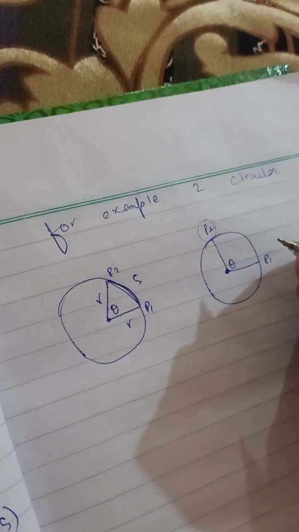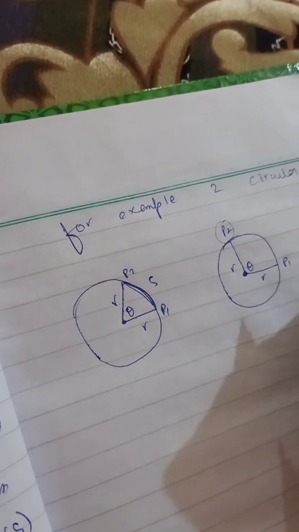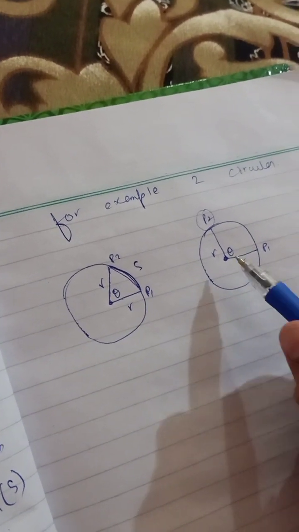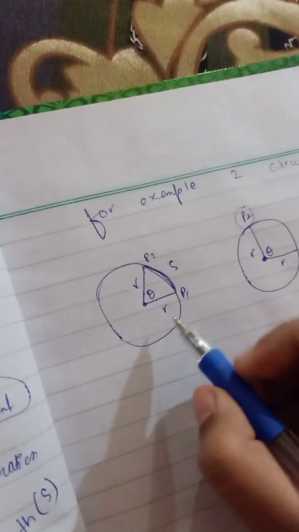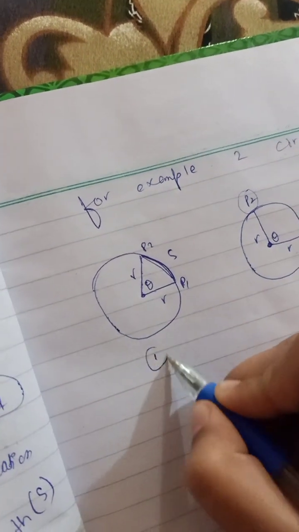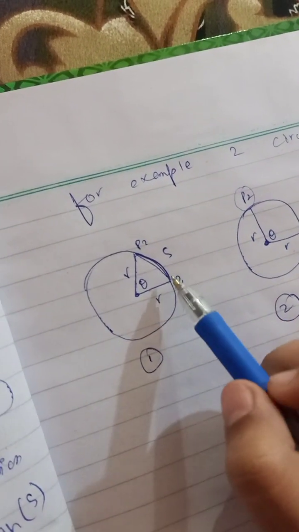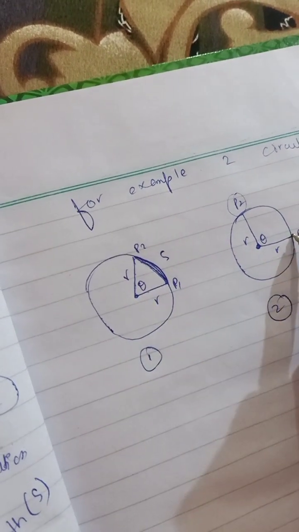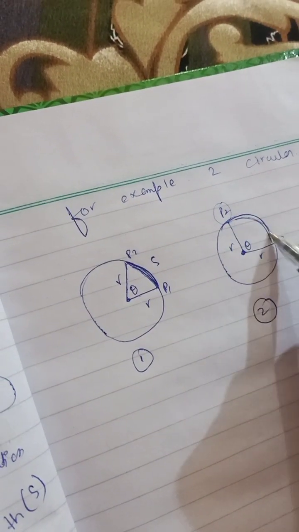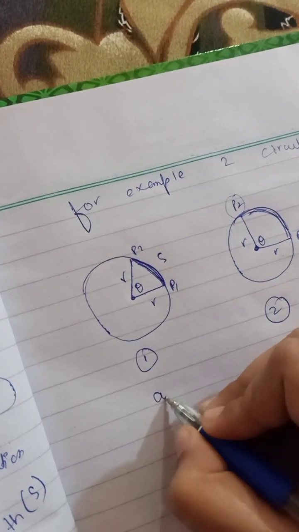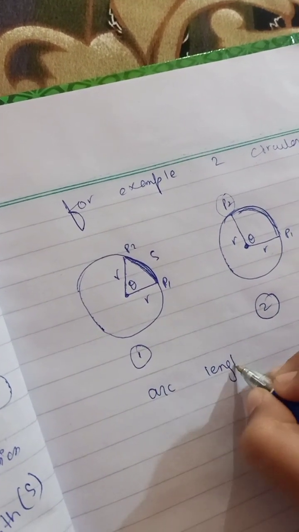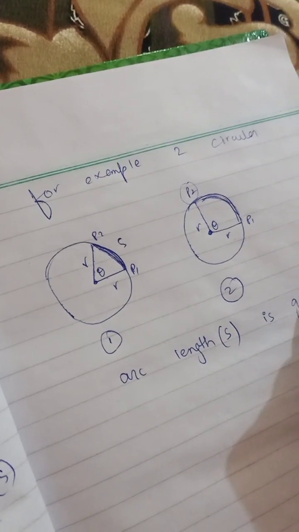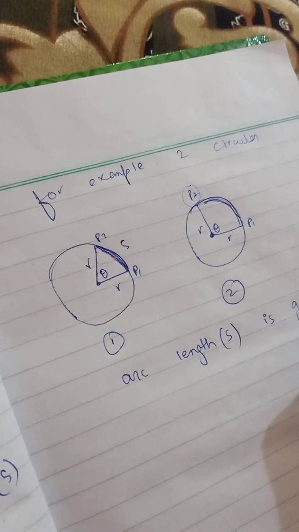After that, here you can see that this is a radius and here is also the radius. So here you can see the arc length of body 1 and body 2. The arc length of body 1 is quite smaller than the arc length of body 2. So here you can understand that the arc length, that is S, is greater for body 2.